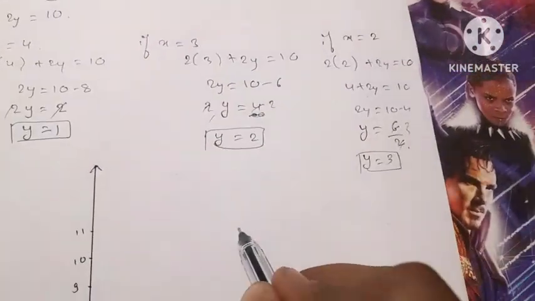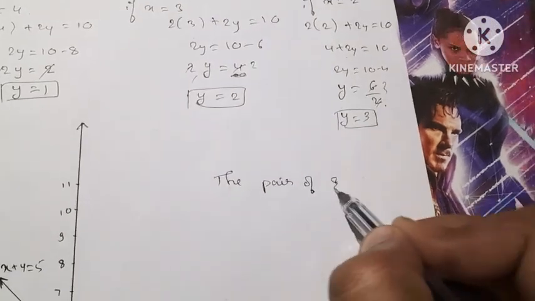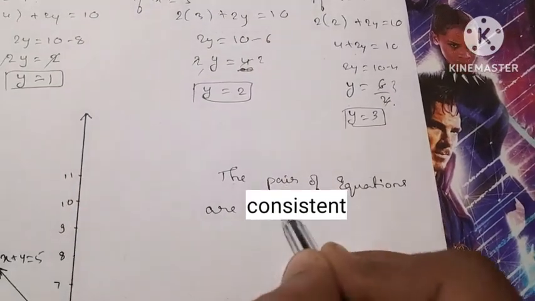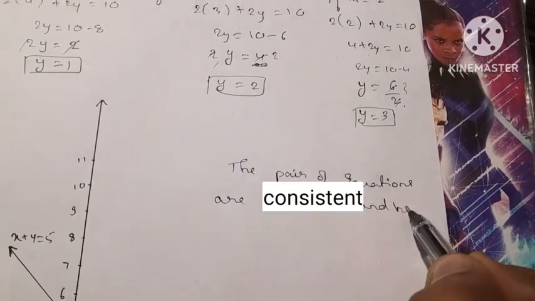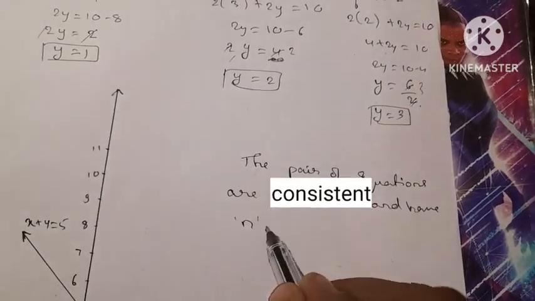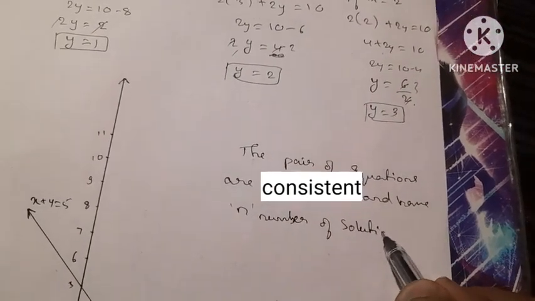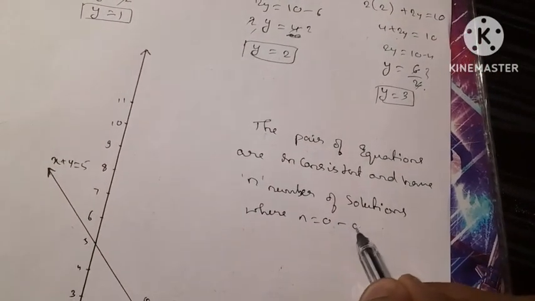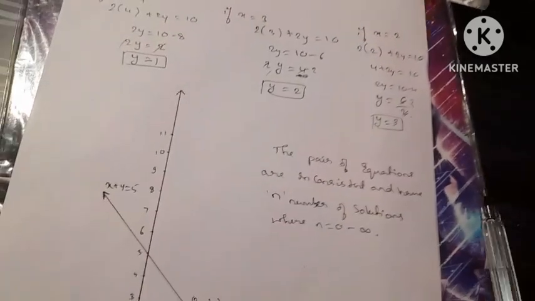Remember, the pair of equations are consistent and have n number of solutions, where n is 0 to infinity. Okay, why infinity? Because we cannot determine how long this arrow can go, so this can still be infinity.